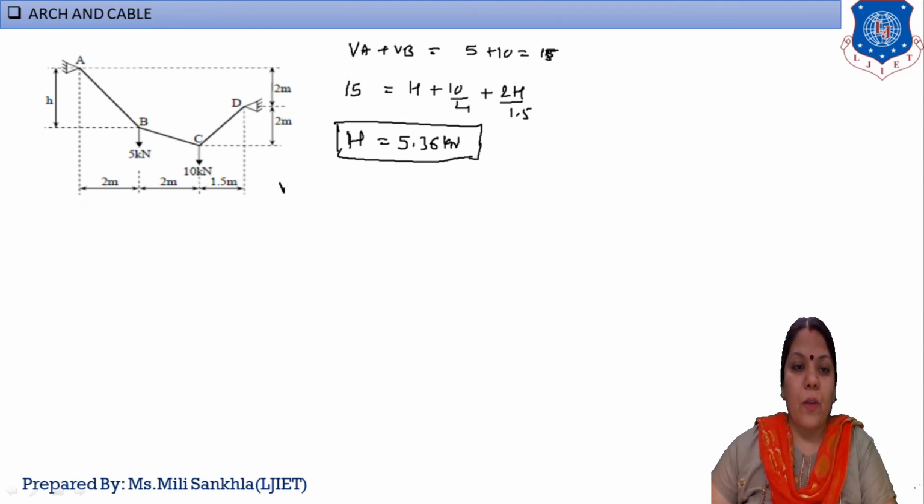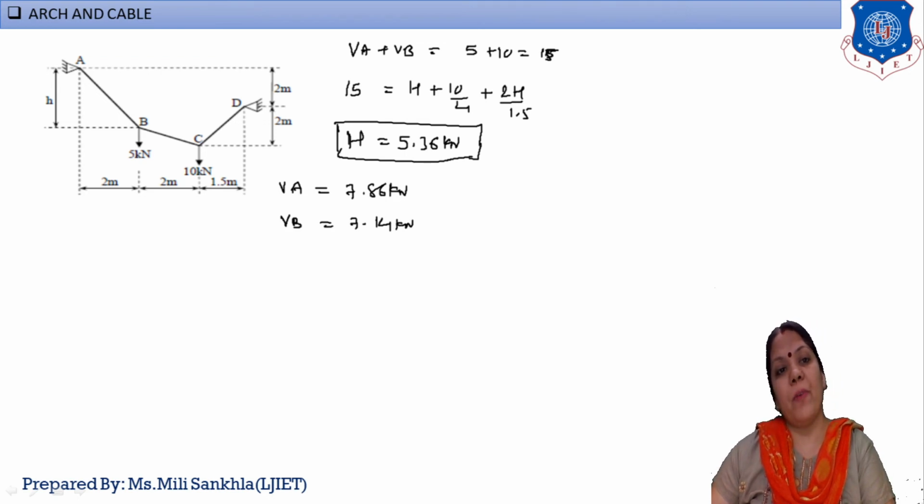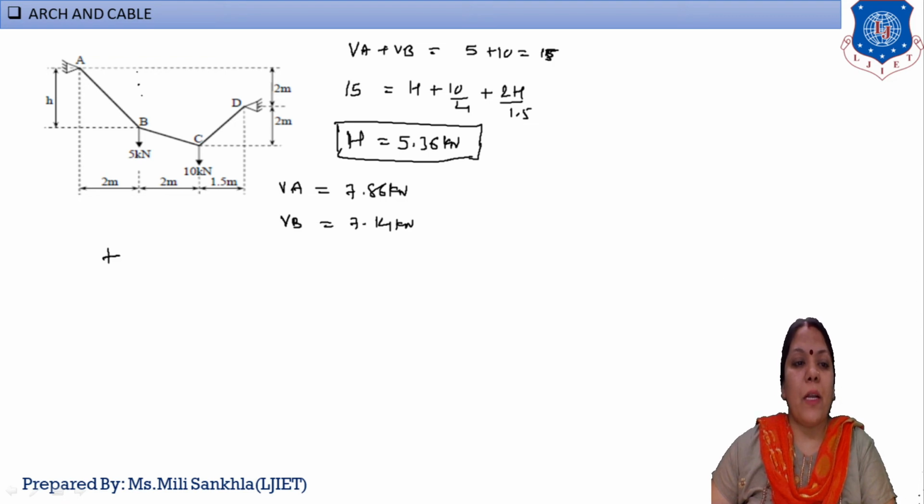Now solving this equation, VA is equal to 7.86 kilonewton and VB is equal to 7.14 kilonewton. Now, to find the height, we take moment about B, and we take this from the left side.